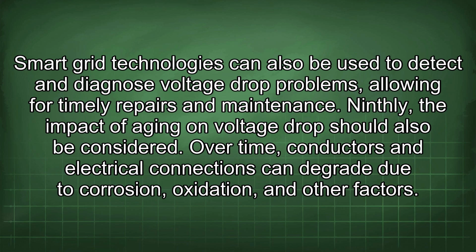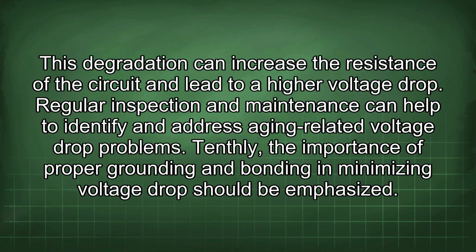Ninthly, the impact of aging on voltage drop should also be considered. Over time, conductors and electrical connections can degrade due to corrosion, oxidation, and other factors. This degradation can increase the resistance of the circuit and lead to a higher voltage drop. Regular inspection and maintenance can help to identify and address aging-related voltage drop problems.